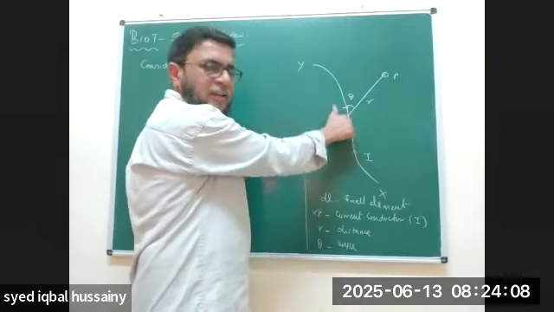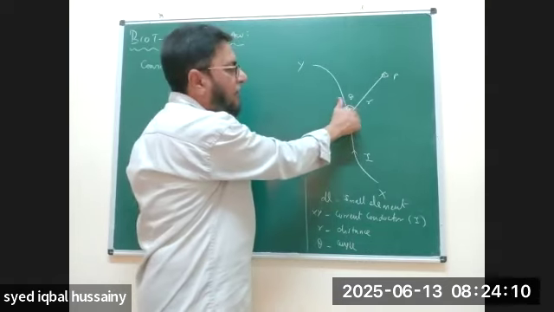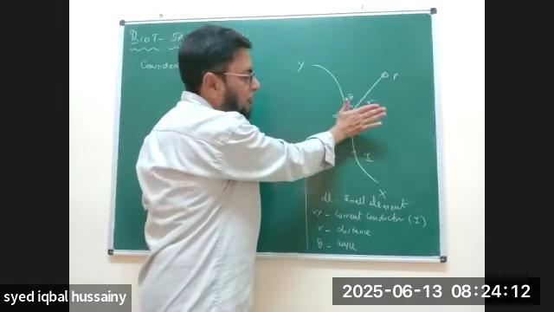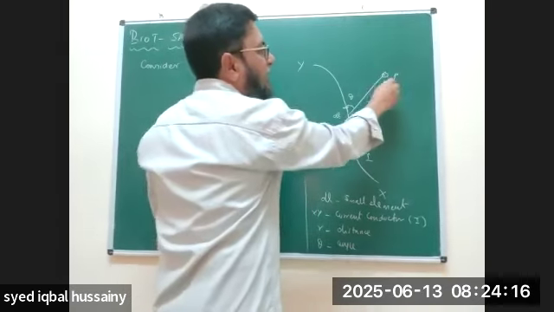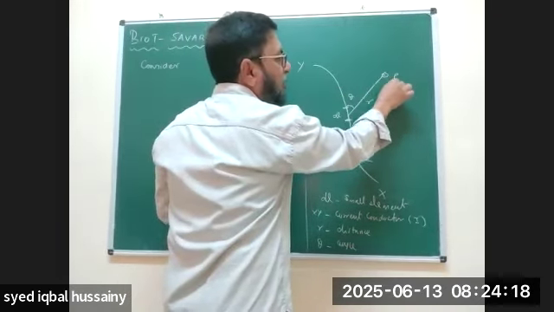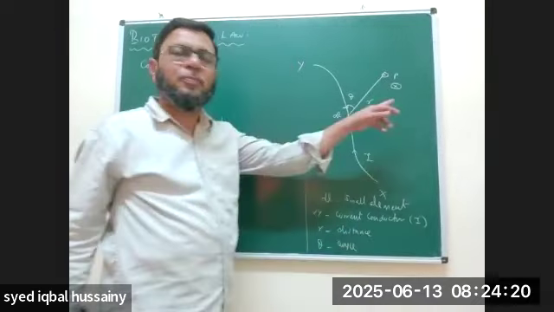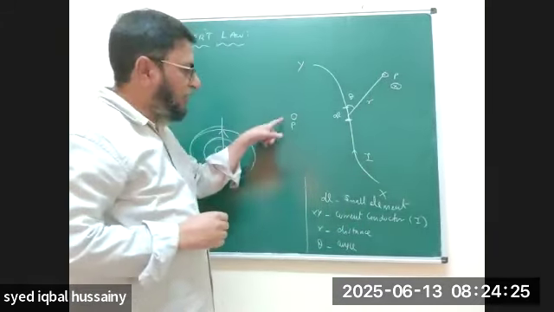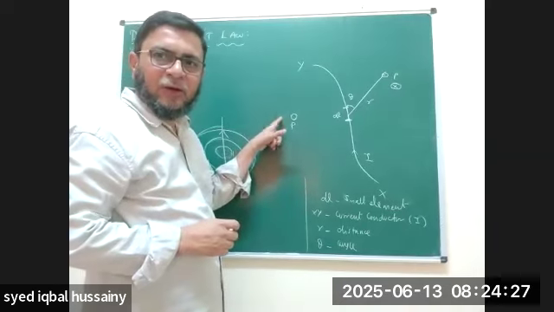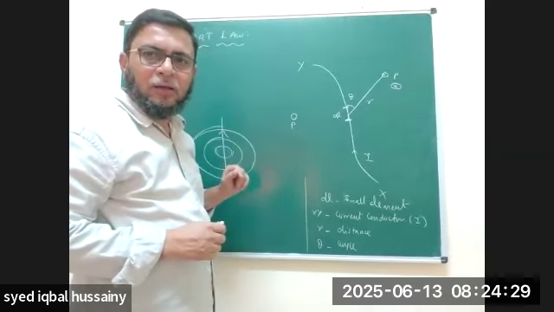So keep the thumb in the current carrying direction, and the point P is here. So the magnetic field goes inside. Inside means you have to put a cross. Suppose I take the point P here. Now can you tell me at this particular point P, magnetic field will come out or inside? Outside. Very good.